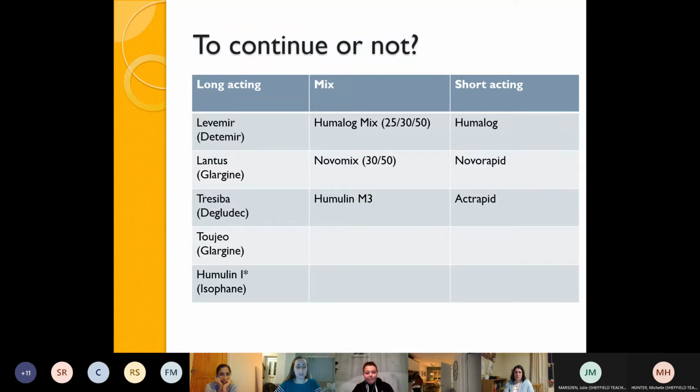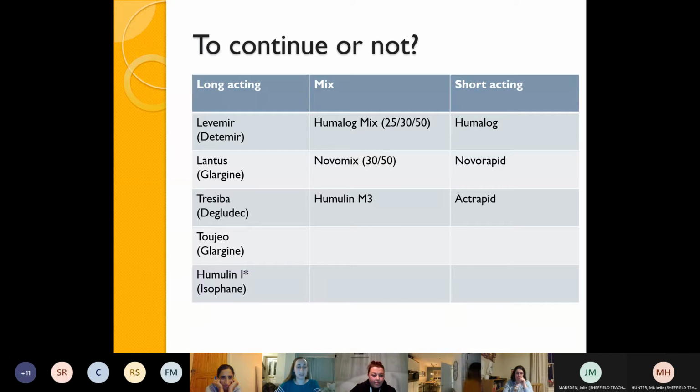So on your left, you've got the ones that you continue while they're on an IV insulin infusion. On the middle and right, you've got your mixers and your short acting. You don't continue those. Humulin I, I've just put a star next to it because it's technically not long acting, it's intermediate acting, but you know, it counts as long acting.